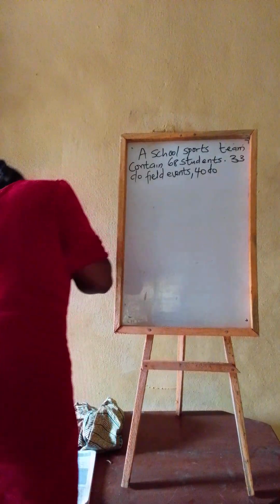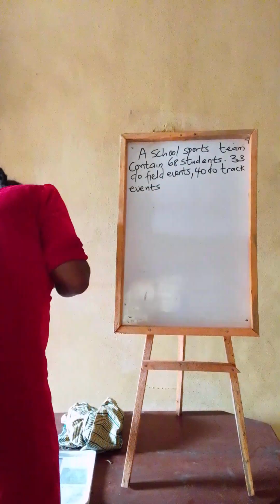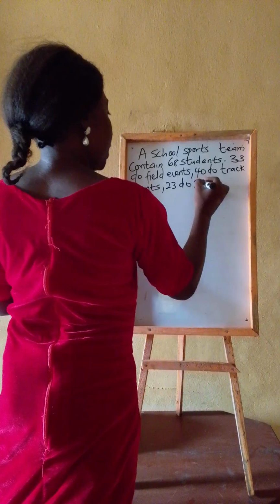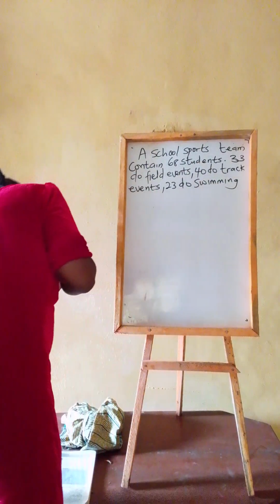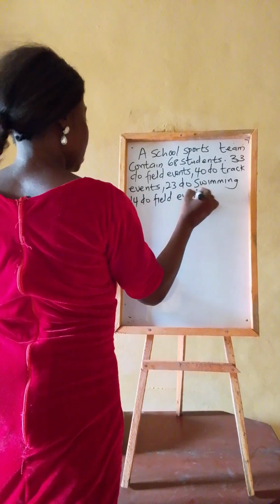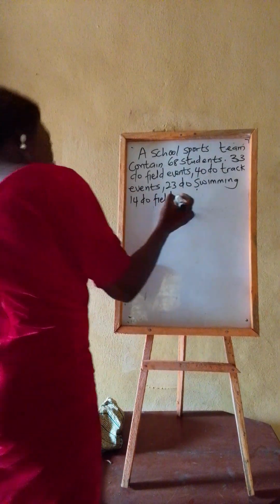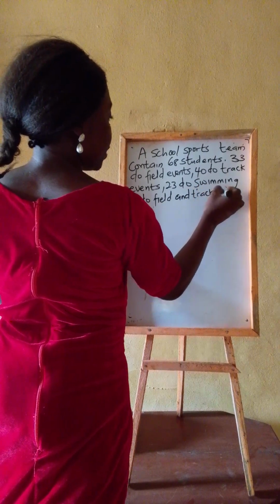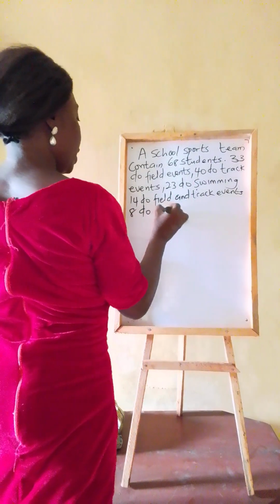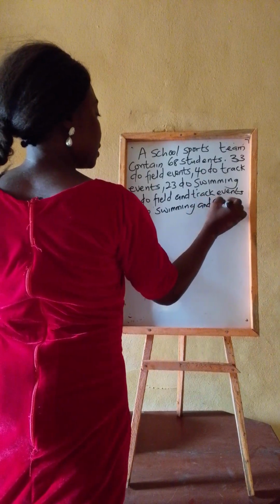40 do track events. 23 do swimming. 14 do feed and track events. 8 do swimming and feed events.